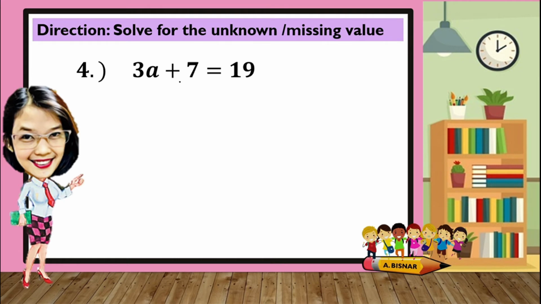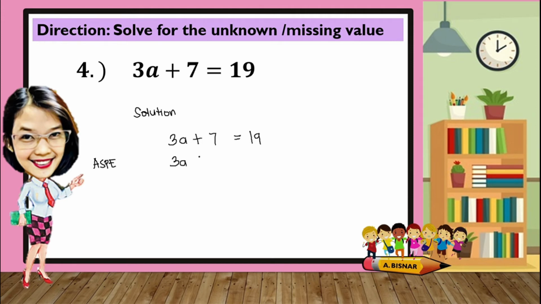3A plus 7 is equal to 19. So in here, we will not just use one property of equality. You'll use 2. So let us start. 3A plus 7 is equal to 19. Let us use first the addition and subtraction property of equality. Since you have here plus 7, then you have to subtract 7 on both sides of the equation.